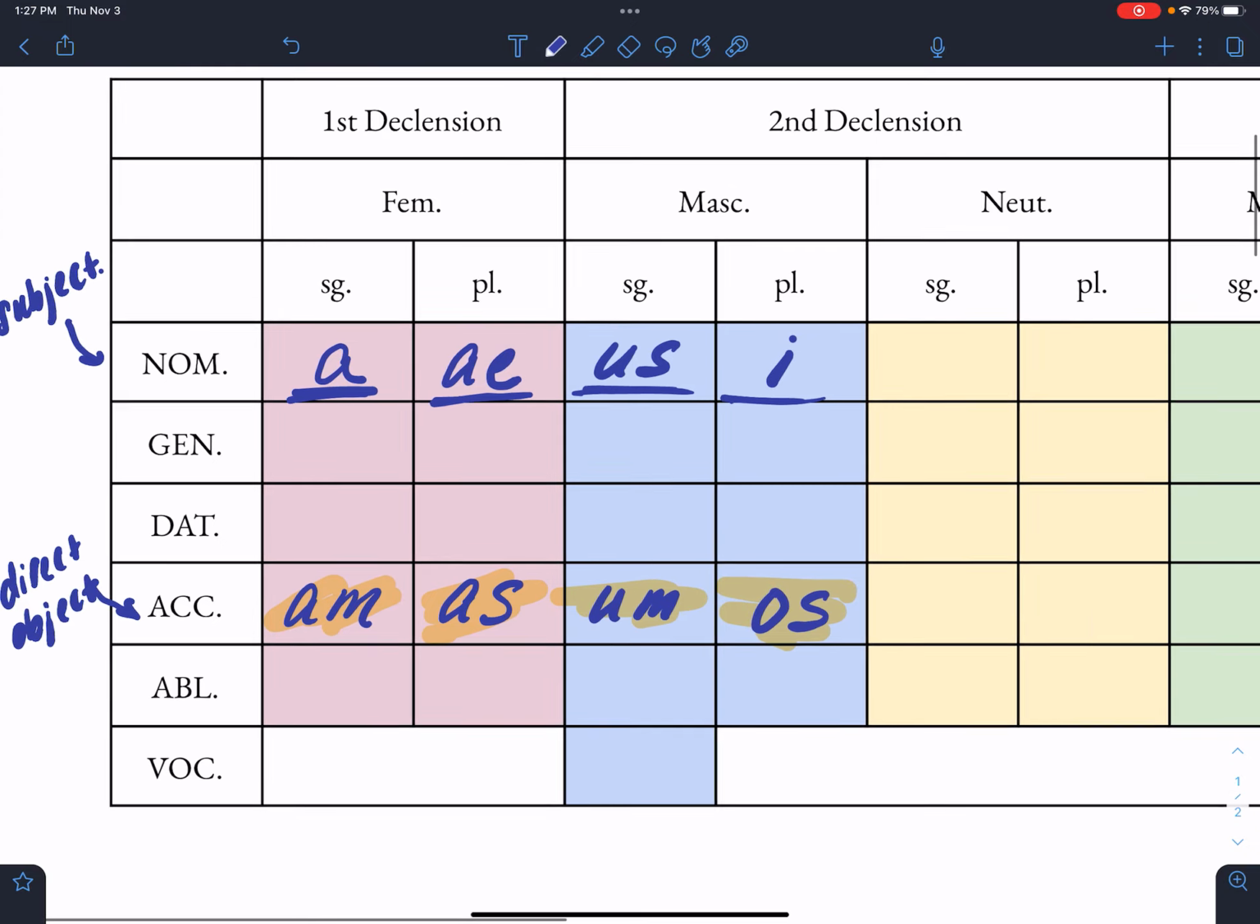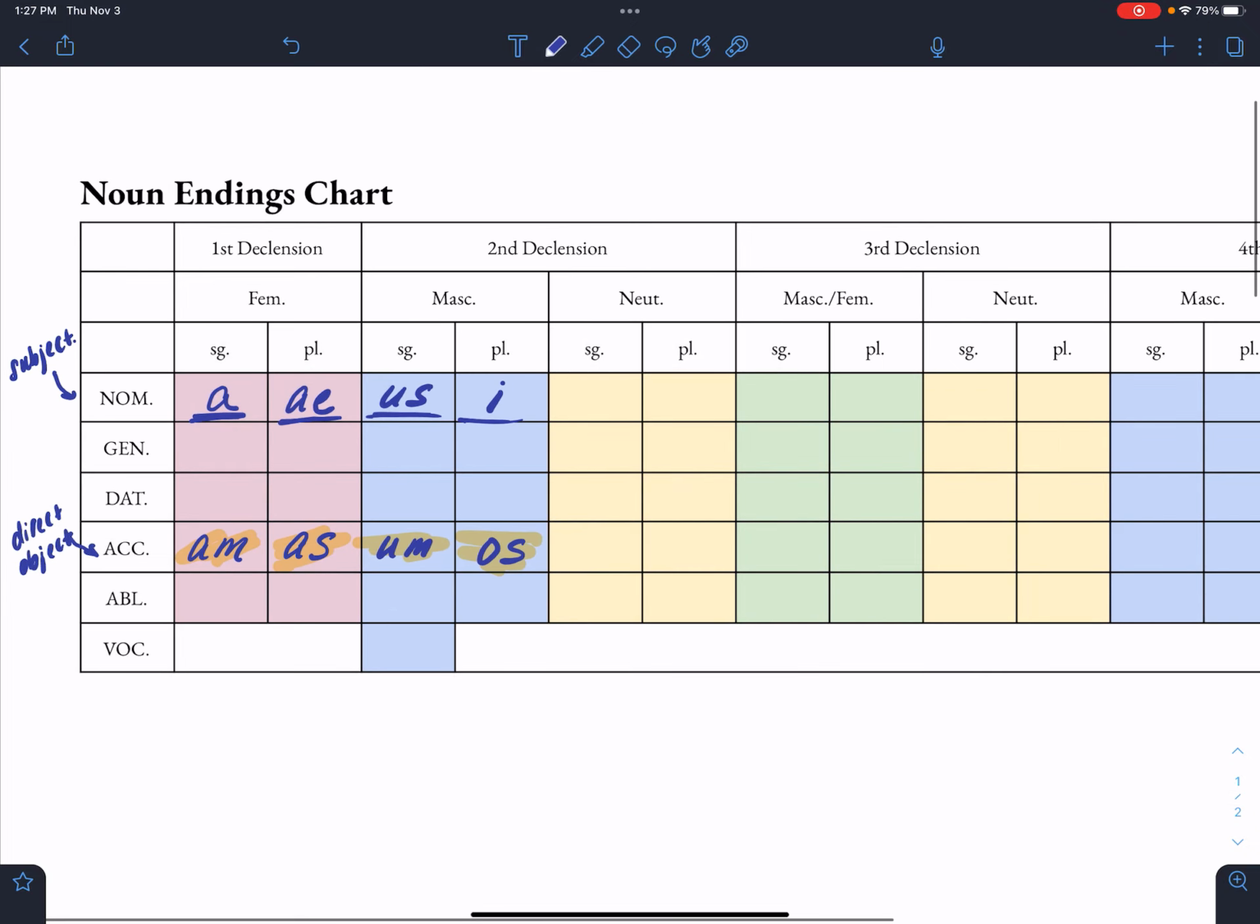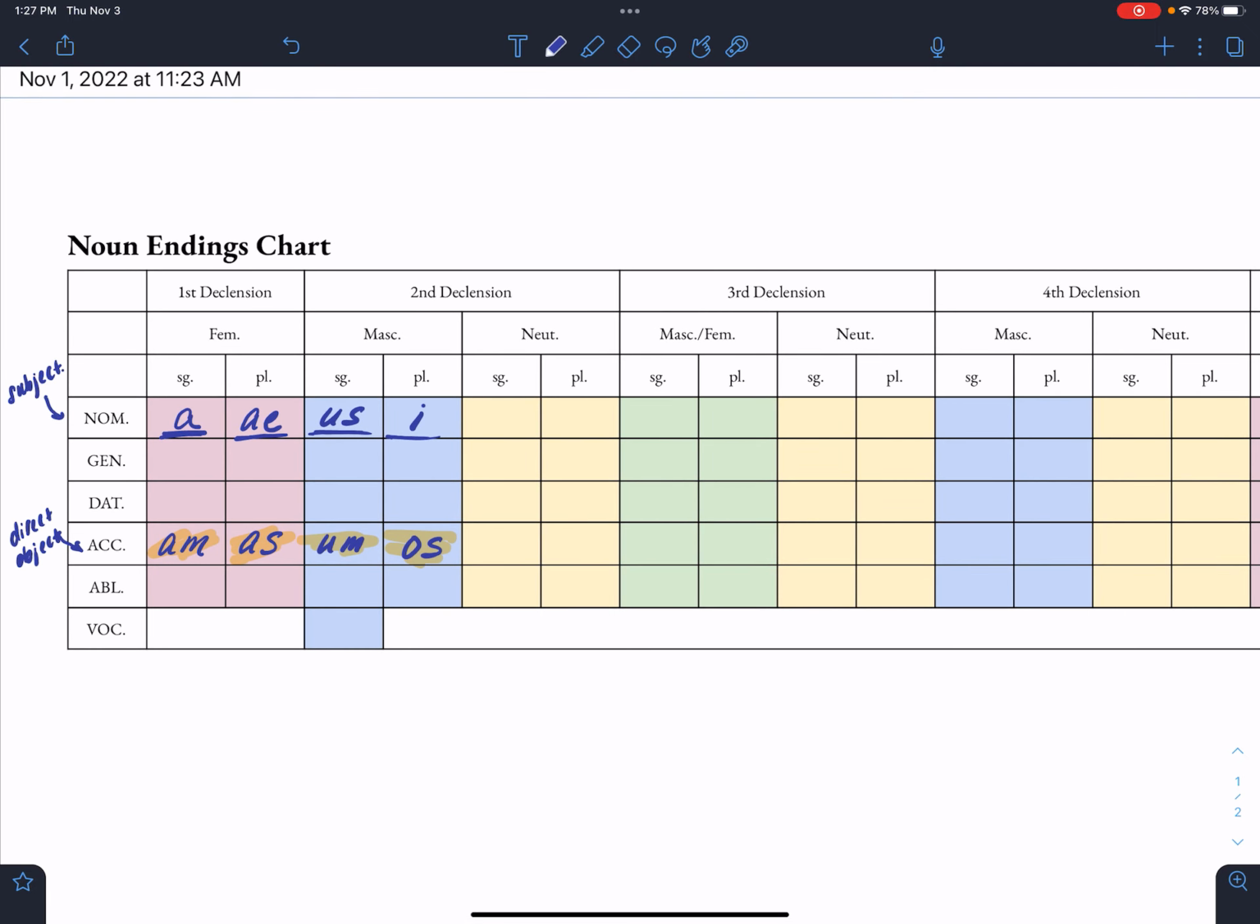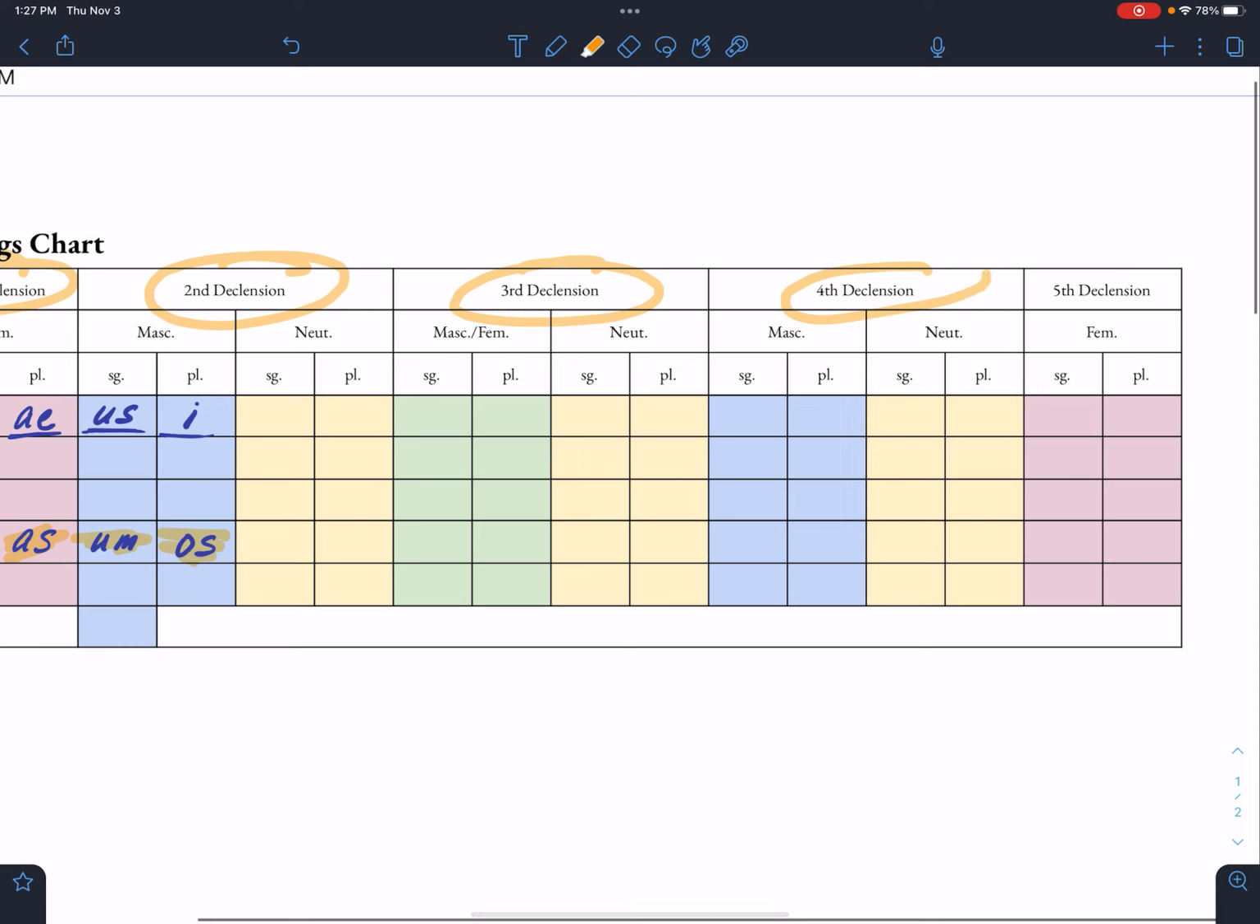So declension, I wouldn't worry about it just now, but the short answer is a declension is a noun family. And there are only 5 in Latin: first, second, third, fourth, and fifth. So there are 5 noun families. I don't think we do nouns like that. We don't really have declension.